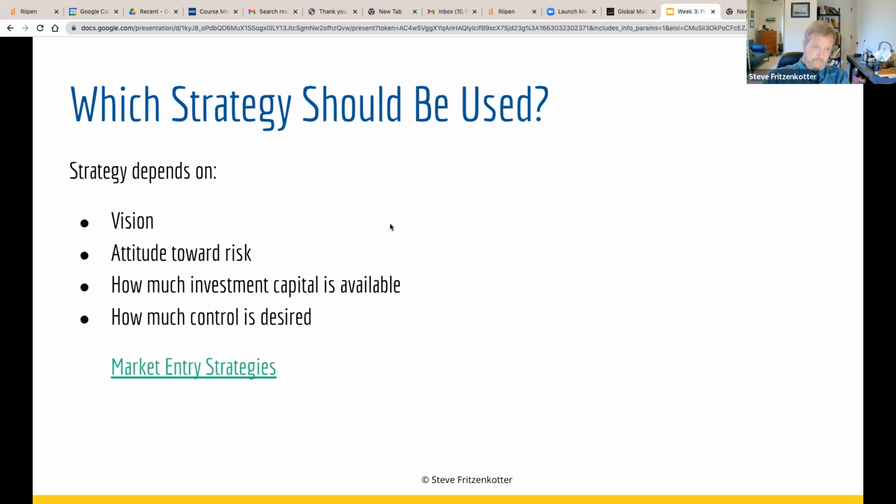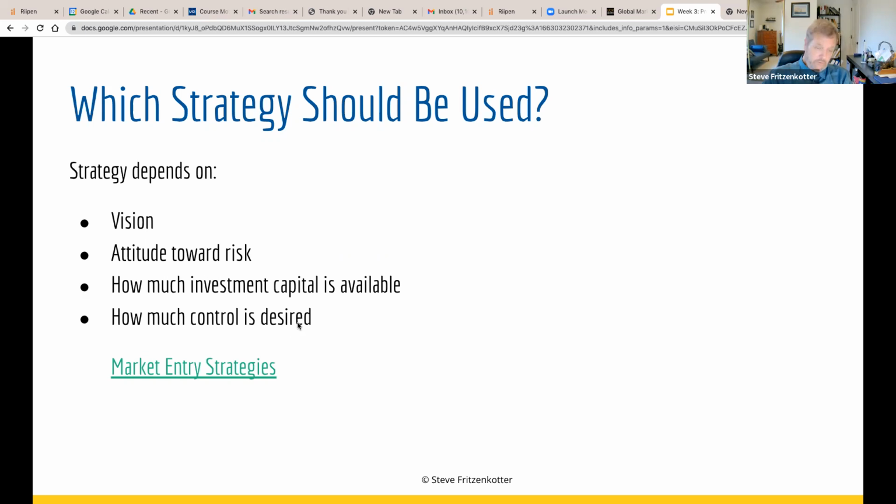And what strategy should you choose? The strategy really depends on your vision as a company. What's your vision? What's your short-term and long-term vision? Then what's your attitude towards risk? If your attitude towards risk is low, you're probably going to want to stick with exportation. And then how much capital? Again, if the capital you have is low, probably exportation.